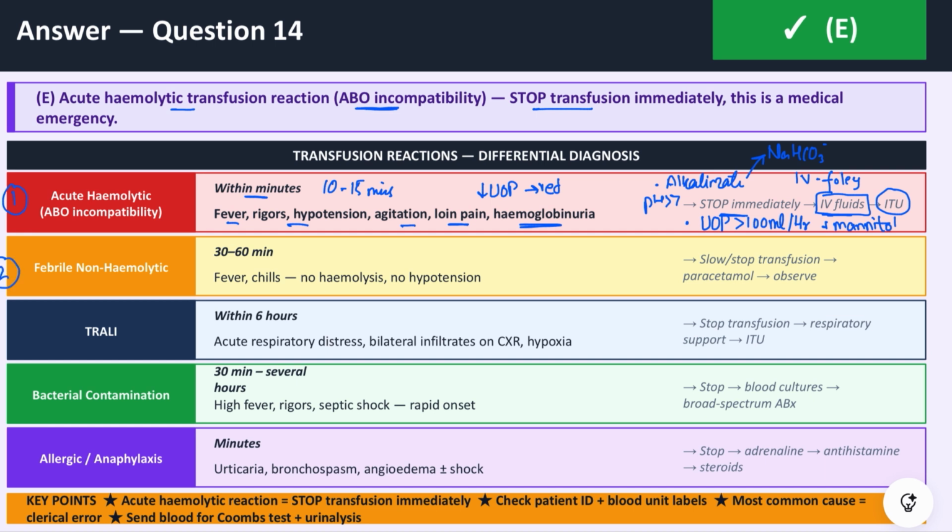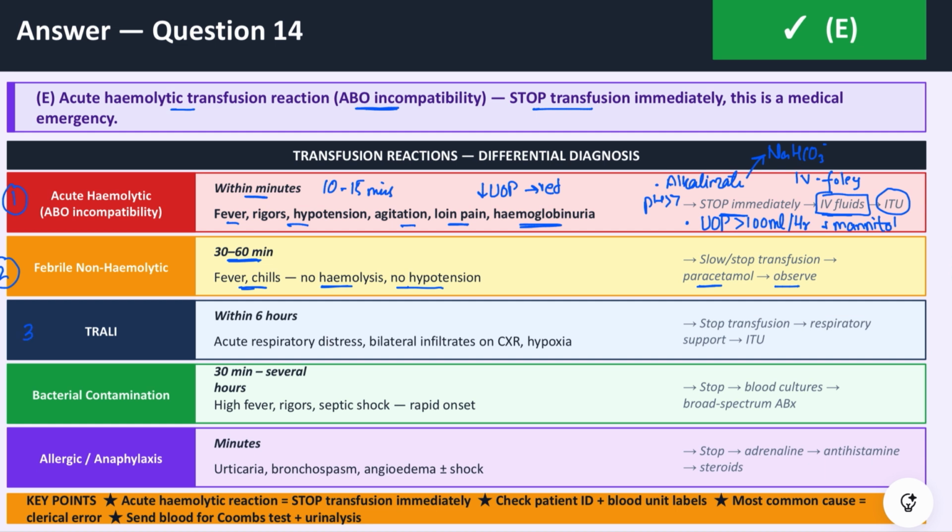Then we have the febrile non-hemolytic reaction. It will take around 30 to 60 minutes. The patient will develop fever and chills, but there will be no hypotension and no hemolysis. These are the two key features which will differentiate between the acute hemolytic and febrile non-hemolytic reaction. For the febrile non-hemolytic reaction, you have to stop the transfusion, give paracetamol, and just observe.